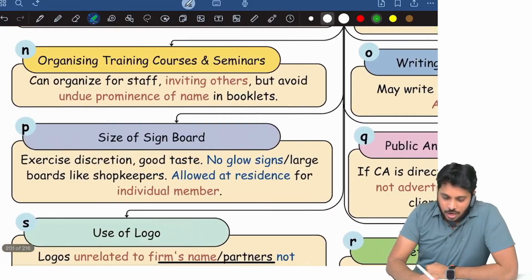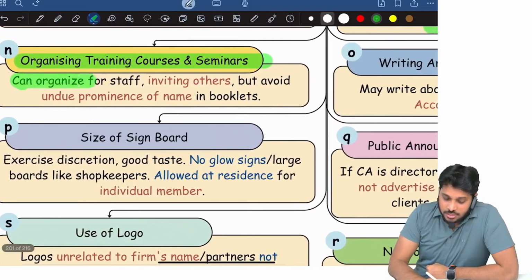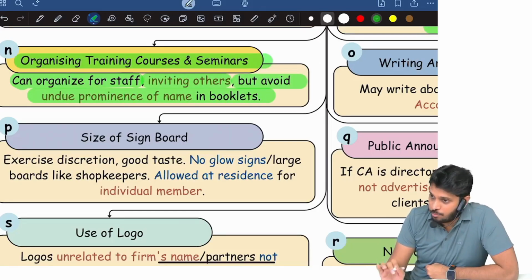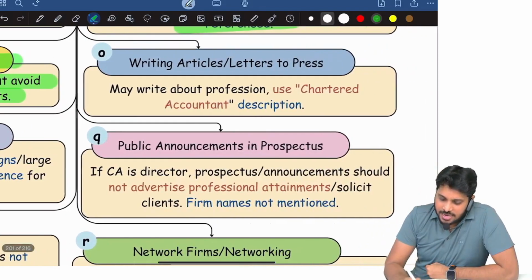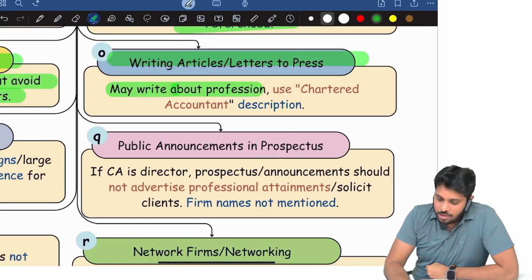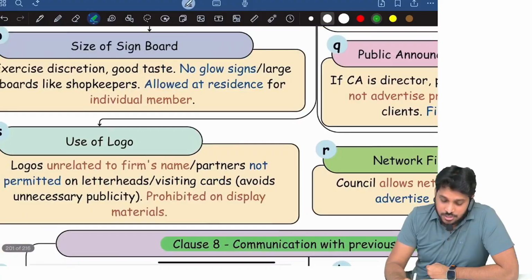Next, organizing training courses and seminars. Yes, you can organize them for your staff, you can invite others also, but avoid undue prominence of name in booklets, all that. Writing articles and letters. You may write about the profession, and use the chartered accountant's description.